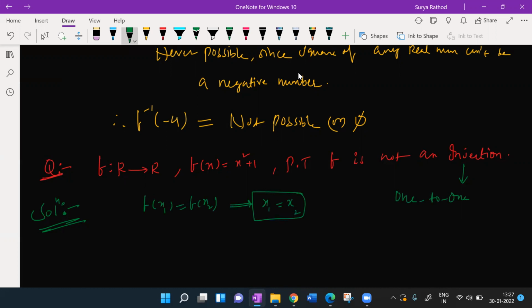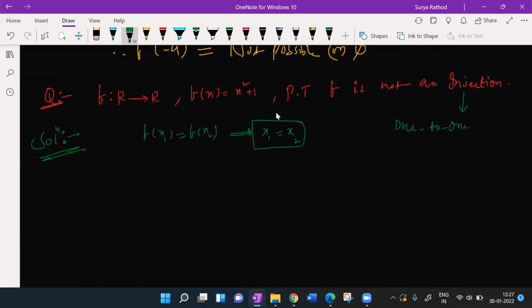Okay. So now, any value you take, it is not an injection. Any value you take, let's say x is equal to 1. You take x as 1 and minus 1. Here 1 and minus 1 are not equal, right?